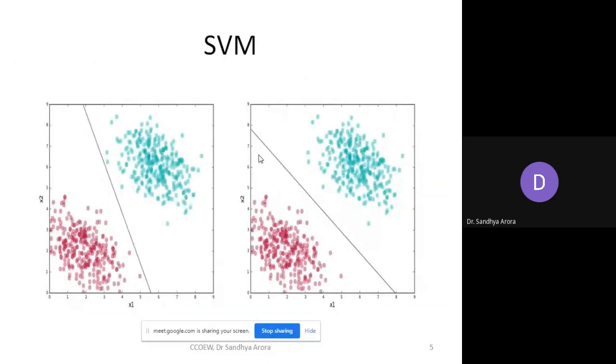You can have multiple boundaries. You can have a boundary line like this, or like this, and you can have multiple lines. You can even have a tilted line, this side or that side. You can have multiple lines which clearly separate your data.